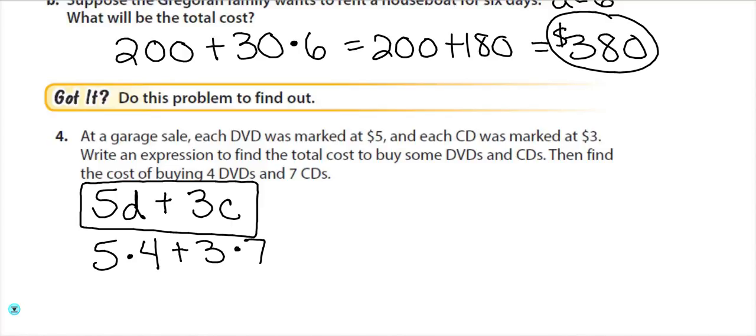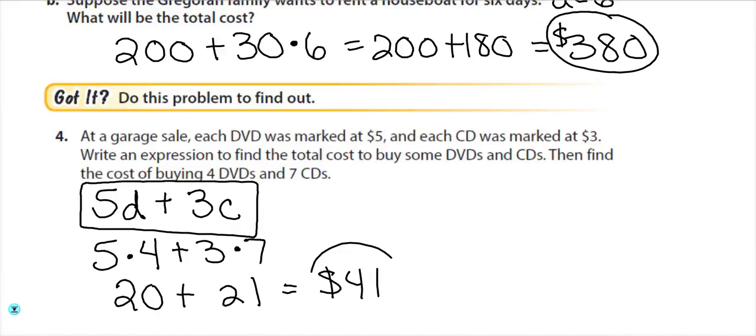Okay, so we have 5 times 4, and that would give us 20, plus 3 times 7, and that would be 21. Okay, and then we're going to put those together and altogether, they spent $41 on outdated technology. Anyway, maybe it's old people. Who knows? All right, so 41 bucks altogether then.